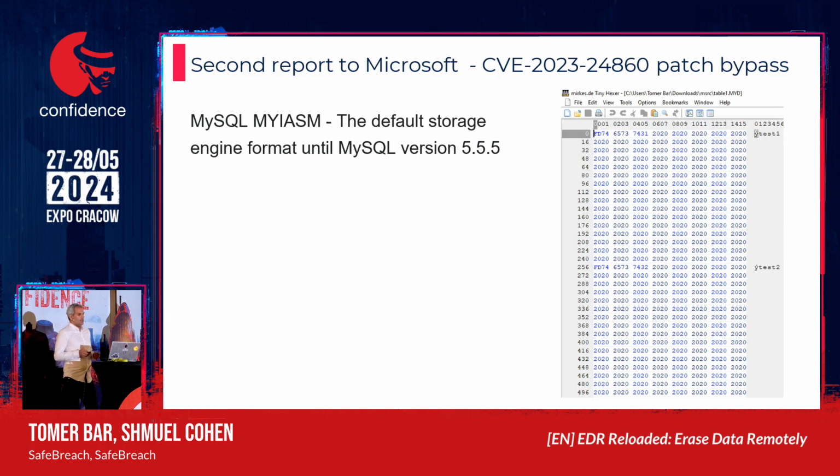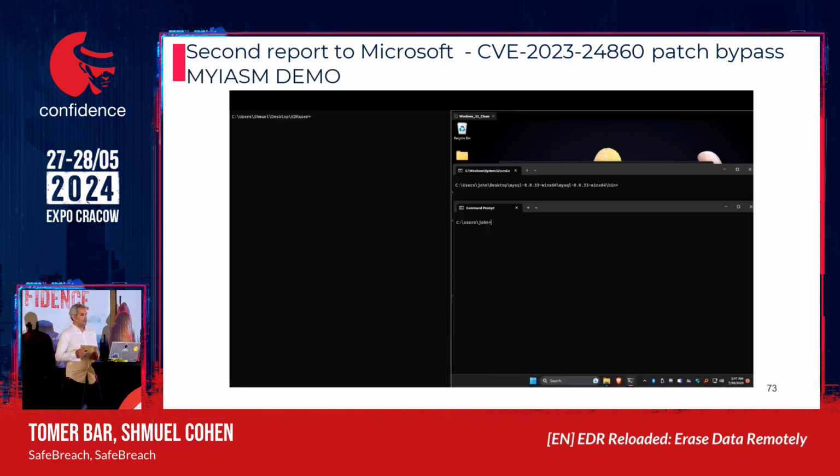But InnoDB was not always the default storage engine. MyISAM was the default storage engine until MySQL version 5.5.5, and the MyISAM file size is not dynamic, and when inserting new data, it will be appended to the end of the file. This might be vulnerable, so we gave it a shot and tried our signature on MySQL using MyISAM storage.